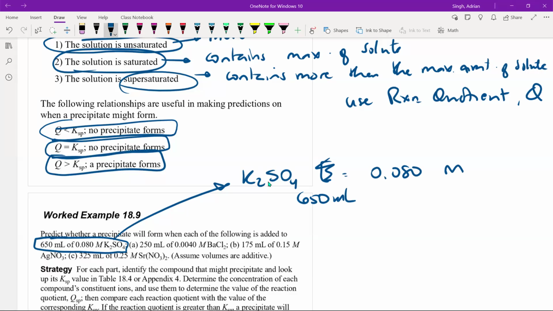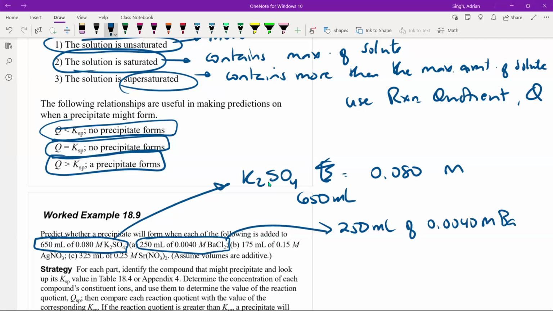So let's look at the first one. We're adding to that solution 250 mL of 0.0040 molar barium chloride solution, BaCl2. Okay, so let's take a look.